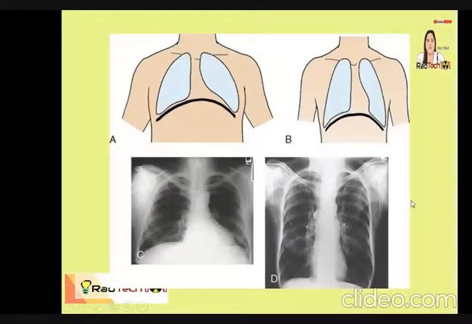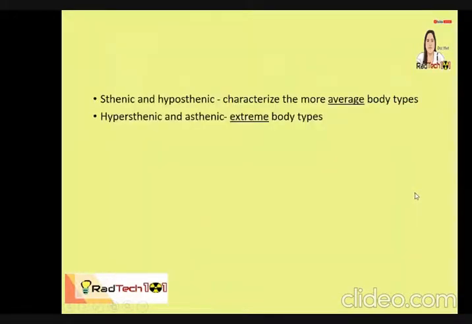So, the same then. Additional pictures. So, remember, sthenic and hyposthenic, they are more average body types. Parang normal siya. While hypersthenic and asthenic, extreme body types. Masyadong payat, masyadong mataba.